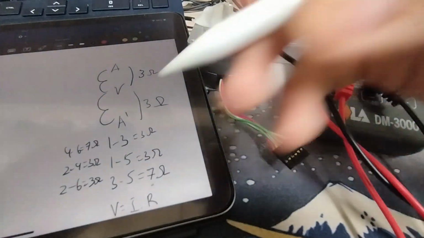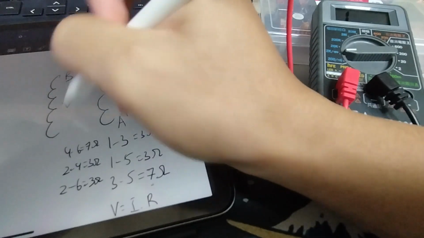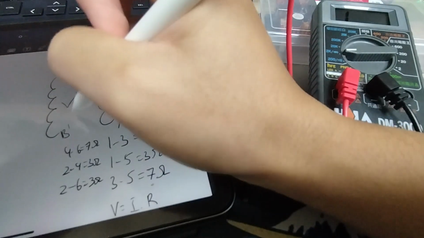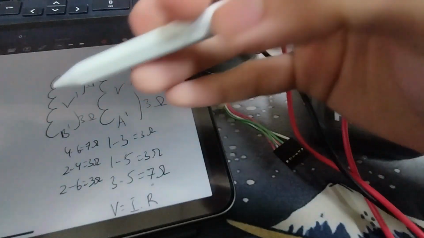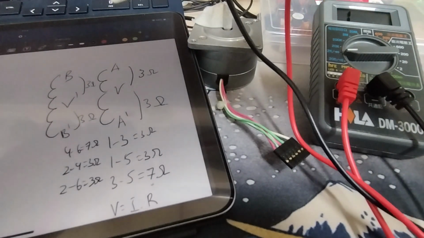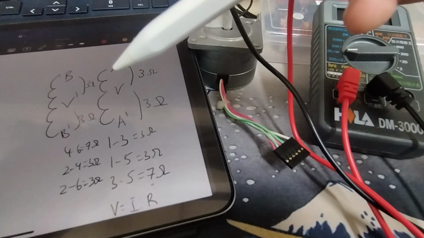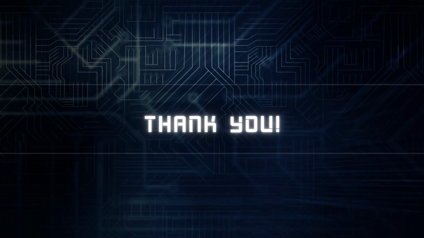This also proves that between V prime to B and B prime also have the same value of 3 ohm. And when you want to go to B and B prime, it takes 2 times the resistor needed. So it also takes 2 more times the voltage. That's all for my presentation.